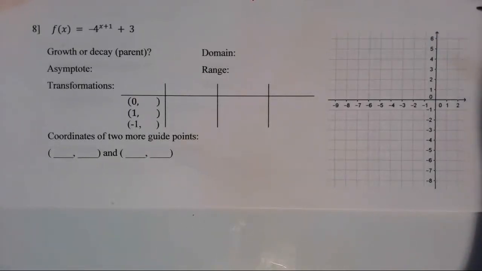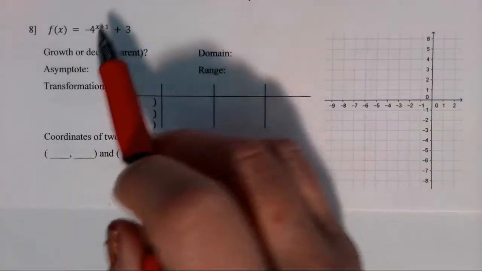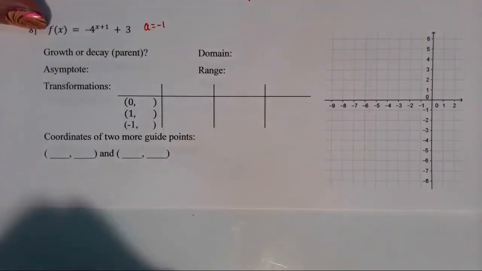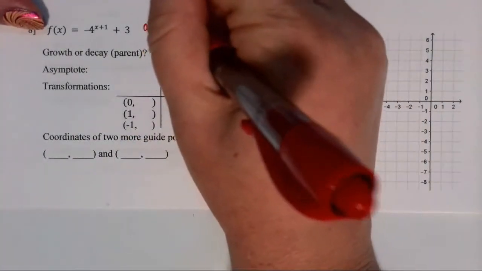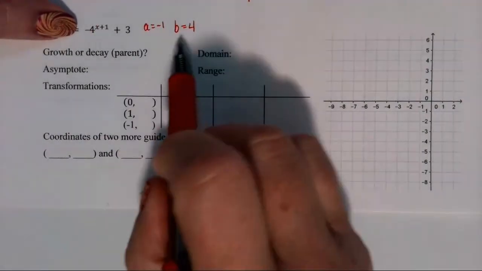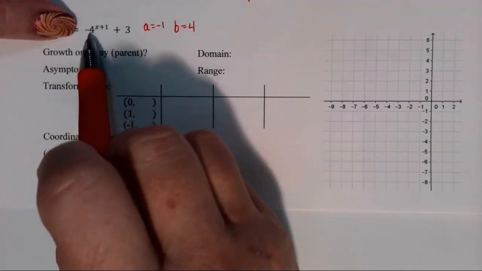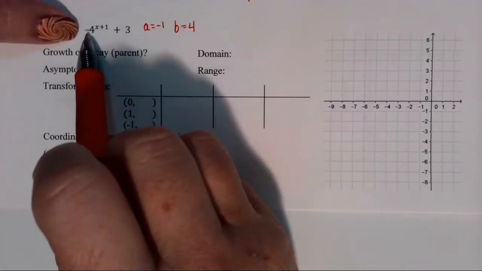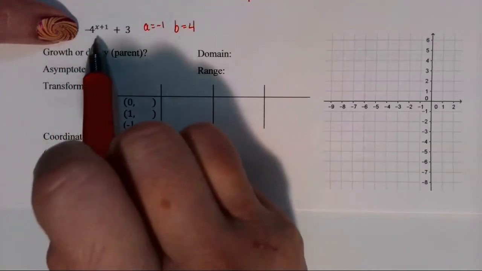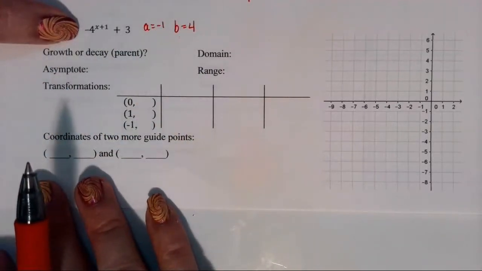Looking at number 8 on the practice worksheet for exponential graphs, we've got an a equal to -1. Then the base of this exponential is a 4. Right? The base, remember, can never be negative. The base always has to be greater than 0 and not equal to 1. So that negative in front doesn't belong to the base, it's the a, the multiplier in front of the base.